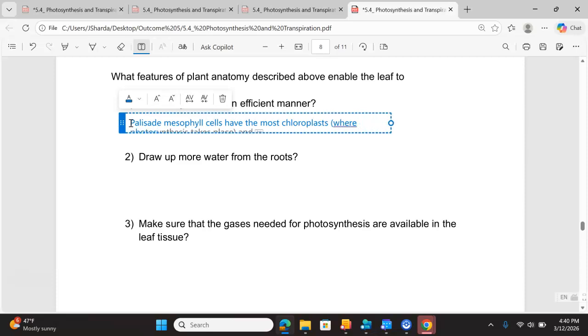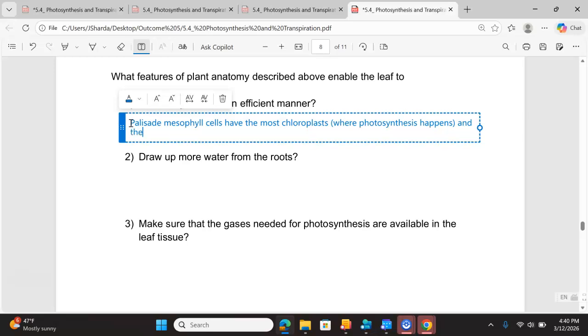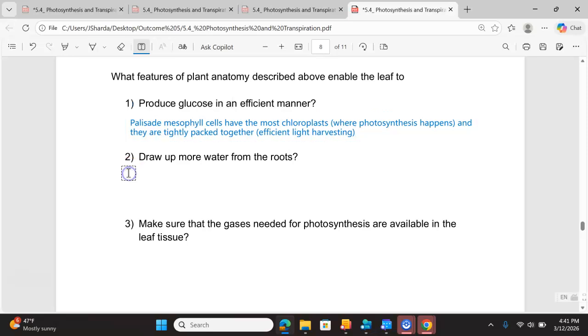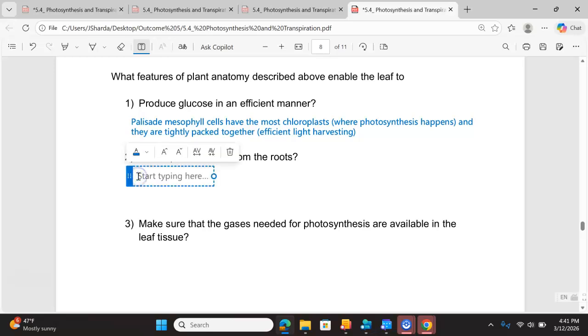Where photosynthesis happens, and they are tightly packed together. Efficient light harvest. Something like that. Okay, what features of plant anatomy, as described above, enable the leaf to draw up more water from the roots?